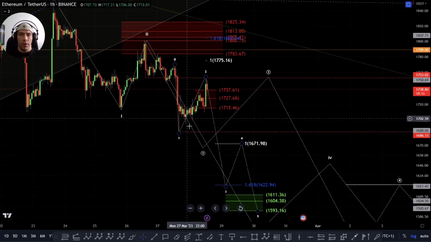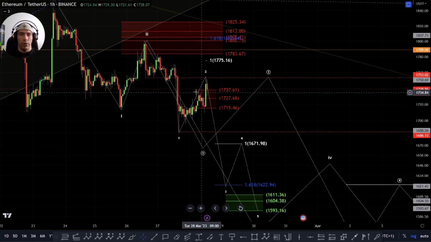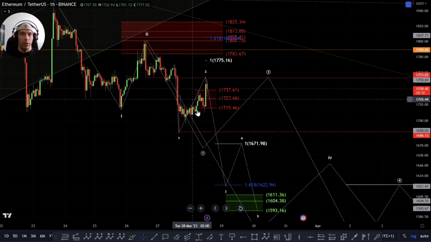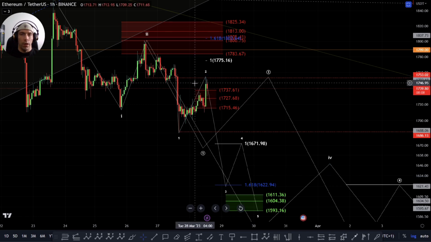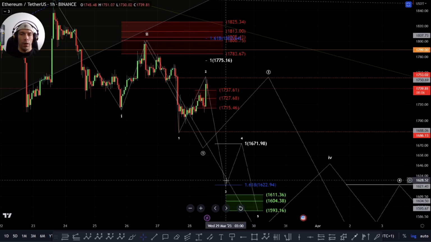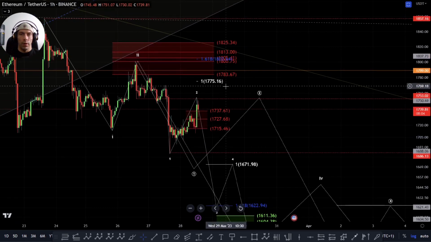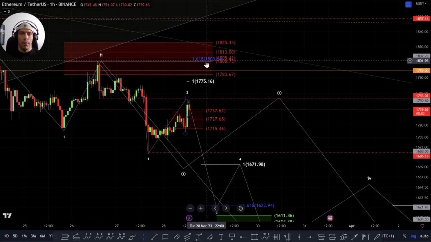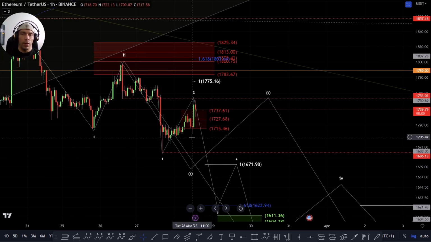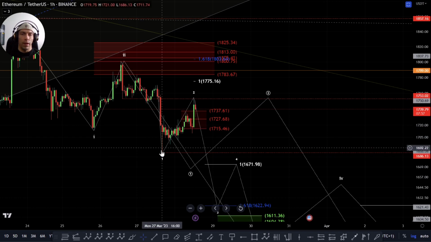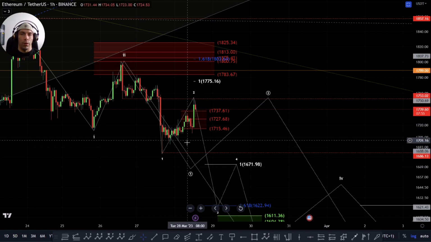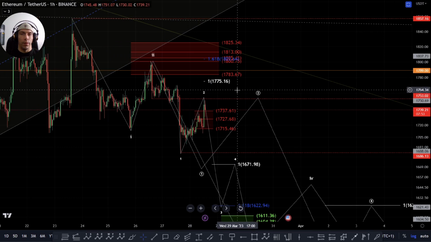This does have promise, but the way it started is very choppy and I don't really like it, to be honest with you. It is just looking corrective up, so I am still anticipating that possibility to break down. So the only way that that would change is if we actually break back above this 1803, then we can start to argue that we've set that low here potentially, and we are looking to actually push to the upside.